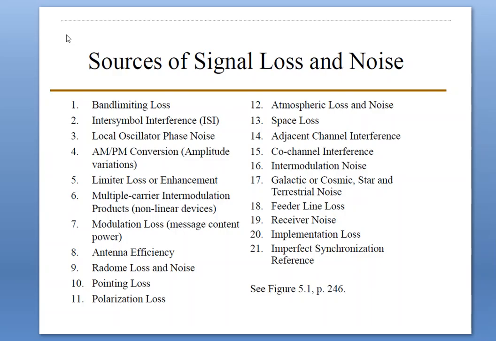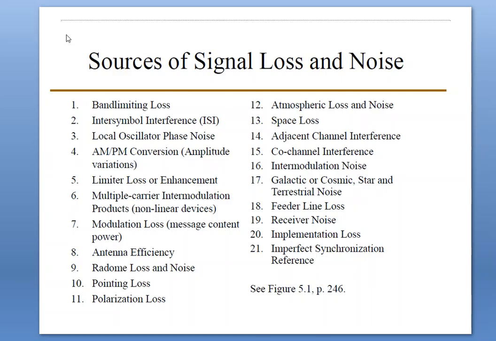And the next one, galactic or cosmic star and terrestrial noise. All the celestial bodies such as the stars and the planets radiate energy. Such noise energy in the field of view of the antenna will degrade the SNR, that is, the signal to noise ratio. And the next one, feeder line noise. The signal level at the receiver might be very small, that is 10 to the power of minus 12 watts, and thus is particularly susceptible to noise degradation.